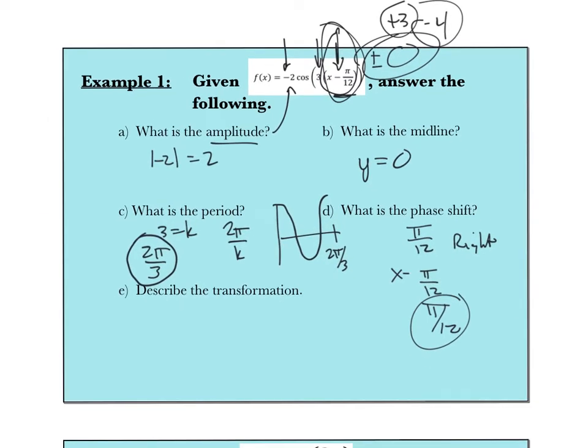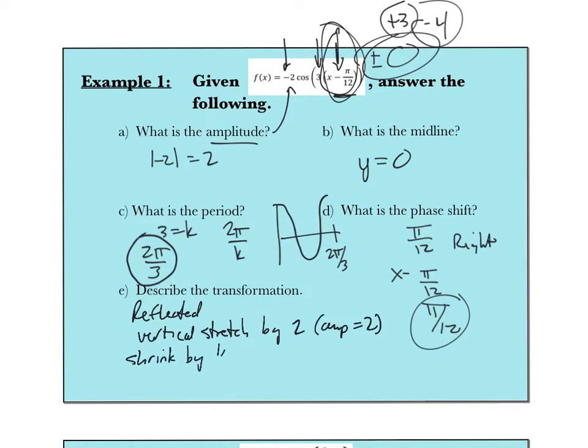Well, what all is going on here? All right, so describe the transformation. Well, it's going to be reflected because that's still a -2. All right, vertical stretch by 2. Or, amplitude is 2. Then you're going to have a shrink by 1/3. And where did I get 1/3? Well, 3 is k. So it's 2 pi over 3.